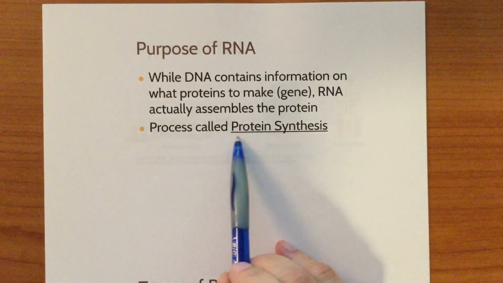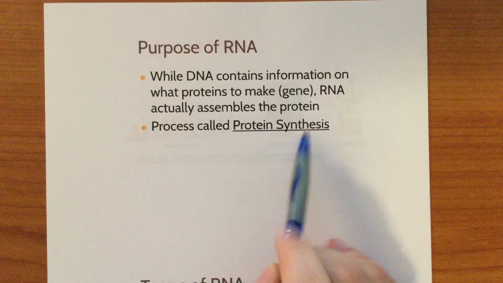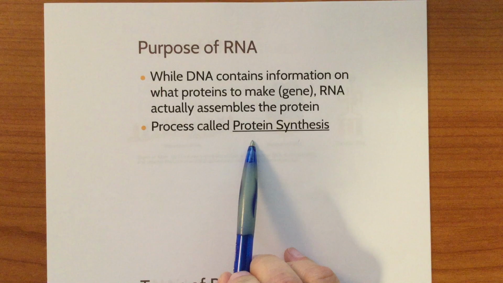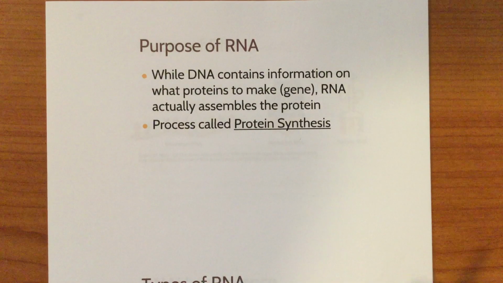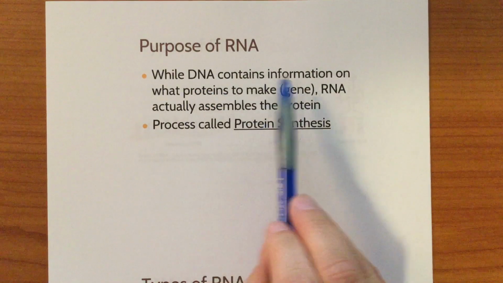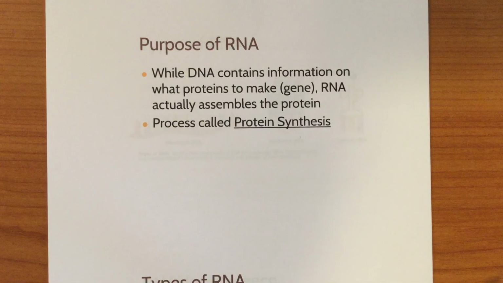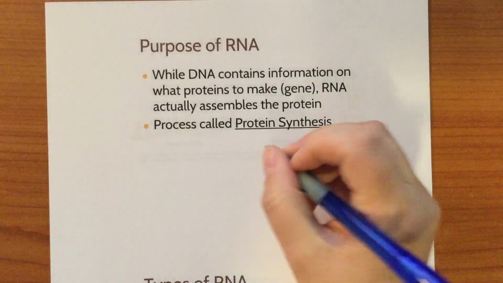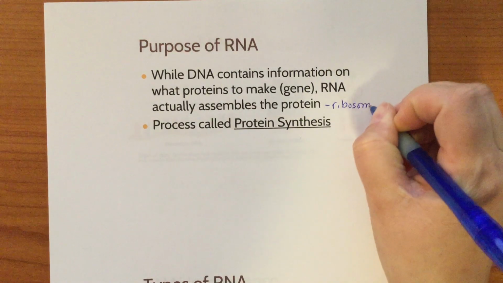Okay, so what we're going to be doing here is assembling a protein. It's called protein synthesis to make a protein. We did quite a bit of this freshman year. I think some of it will seem familiar, but I know it was a long time ago for many of you. So DNA contains the information, but RNA actually is responsible for assembling and building a protein. Oh, by the way, in case you don't remember, proteins are made in the ribosomes of the cell.